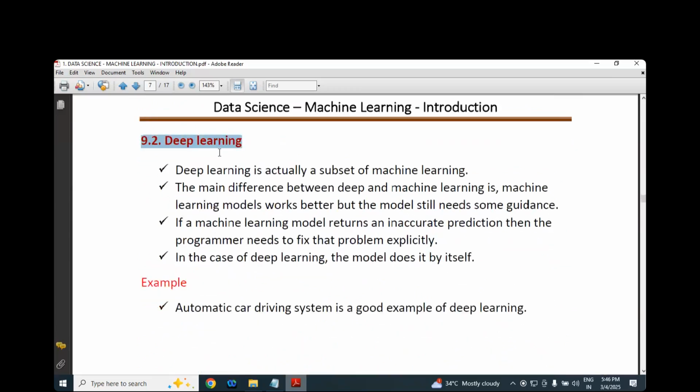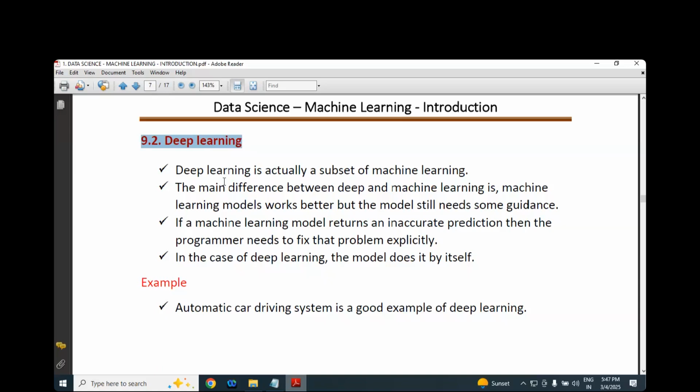So what is deep learning? Simply, deep learning is an advancement of machine learning. Deep learning is actually a subset of machine learning. The main difference between deep learning and machine learning is that a machine learning model works well but still needs some guidance. When you are talking about machine learning, you have to provide some guidance: hey algorithm, this one is the input and this one is the output. But when it comes to deep learning, you do not need to provide the guidance. It will work automatically. It will select, oh, this one is feature number 1, this one is feature number 2, this one is the target variable. It can capture that automatically. That's the power of deep learning.